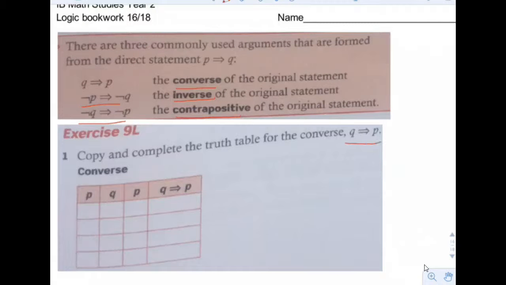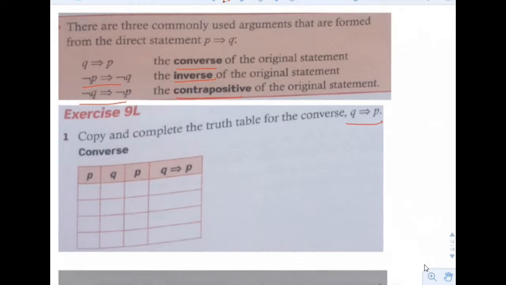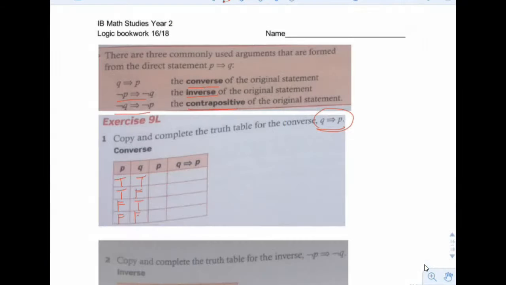Okay. All right, now copy and complete the truth table for the converse. Q implies P. So let's see. First we're going to fill in P and Q because, you know, we always fill it in the same way. That's fine. And then now we're going to see, okay, does Q imply P? Okay, so I'm not sure why they do that, but they ask us to repeat P again. And then we're going to say, okay, I guess this is to put it in the right order.